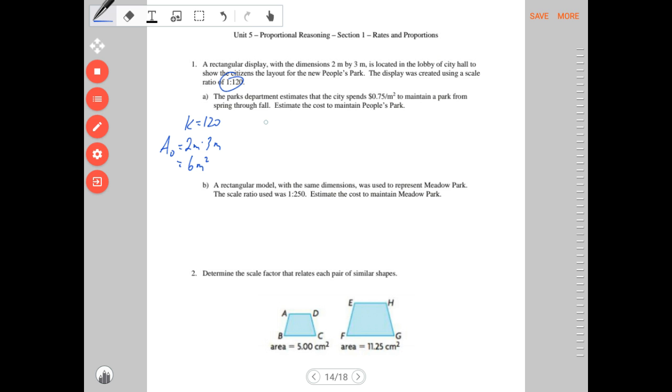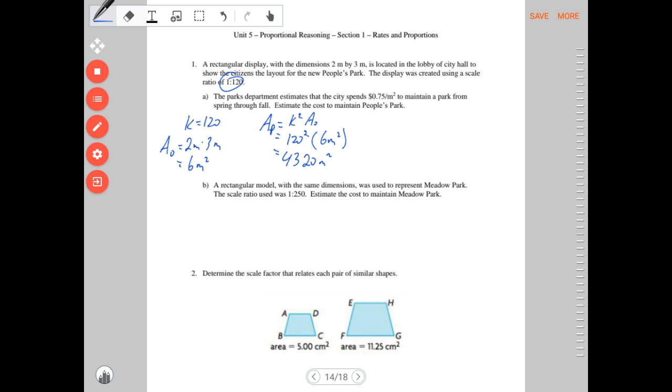So the area of the park, or I guess the image, is K squared times the area of the object. So K is 120, so 120 squared times the area of the model, which is 6 meters squared. So 120 squared, that's a really big number, times 6. Just type it into your calculator, and that works out to 4,320 meters squared. Perfect. Now we're not done.